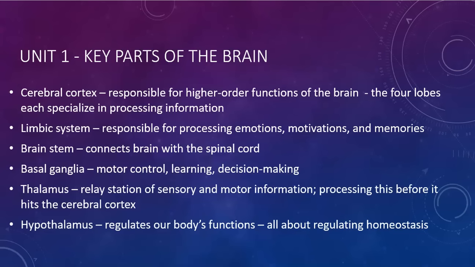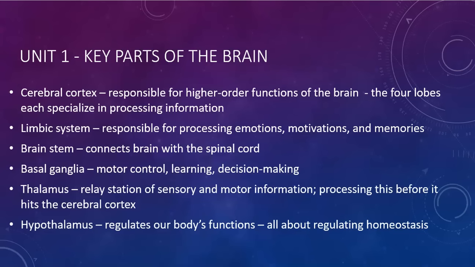Now, we also have the limbic system, very important in terms of processing emotions. That's where you get your memories and motivation. We also have the very critical role of the brain stem, which is going to connect the brain with the spinal cord. We also have the basal ganglia, and that's important for things like motor control, learning, even decision making.